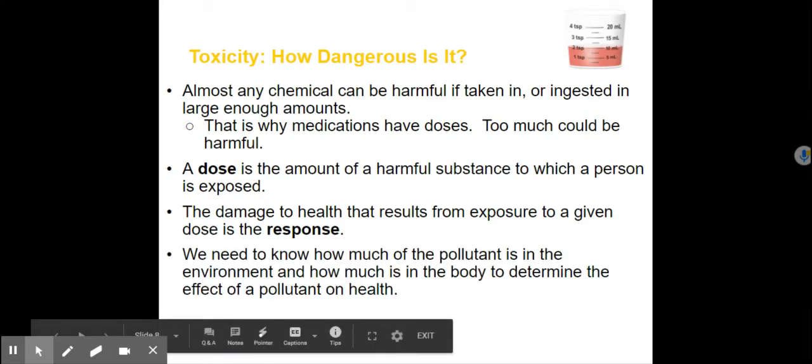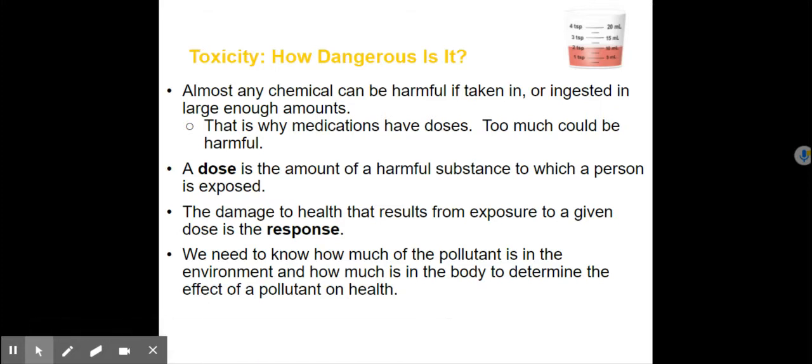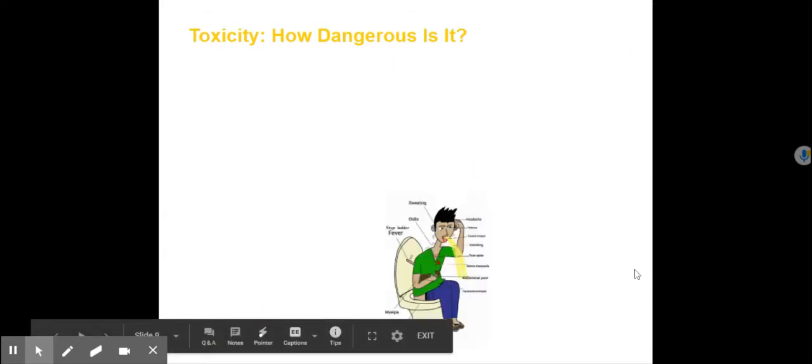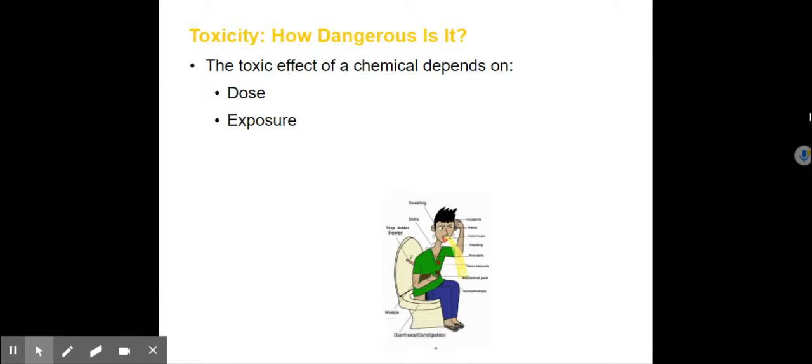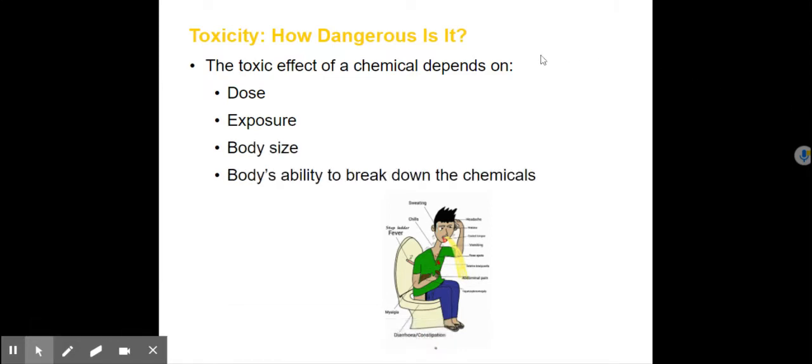We need to know how much of the pollutant is in the environment and how much is in the body to determine the effect of a pollutant on health. How dangerous is it? The toxic effect of a chemical depends on the dose, the exposure, the body size, and the body's ability to break down the chemicals.